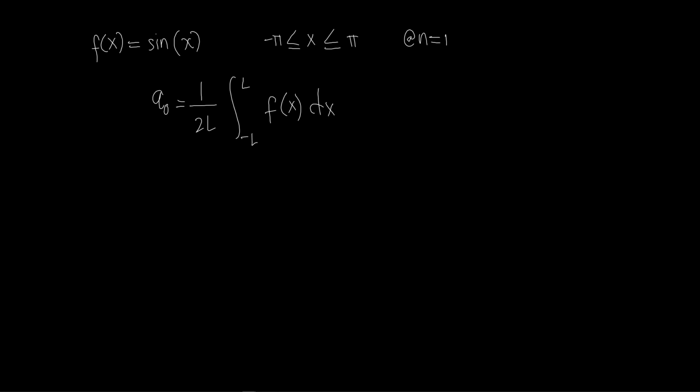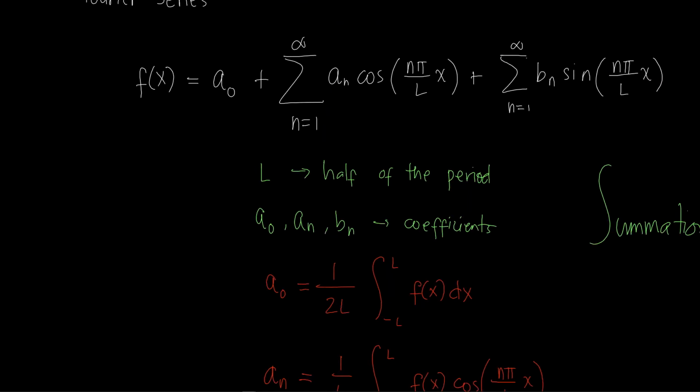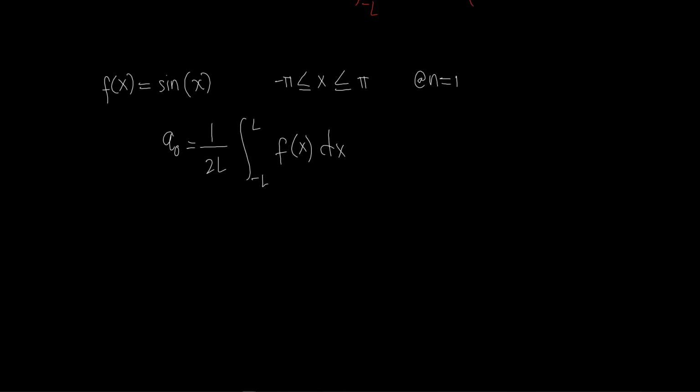How much is L? If you're given the period, how much is L? The period is 2 pi. And L? L is half of the period. So if your period is 2 pi, L is pi. Okay, so pi is our L.